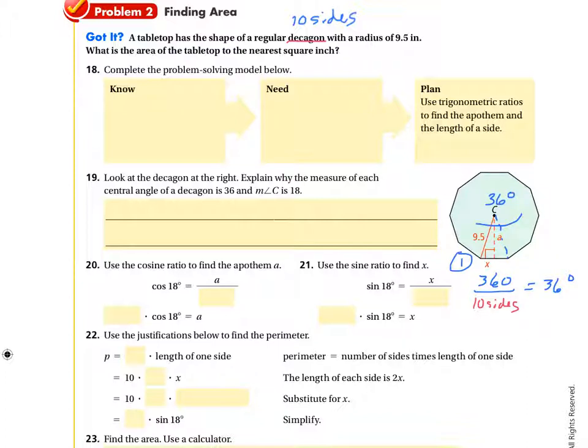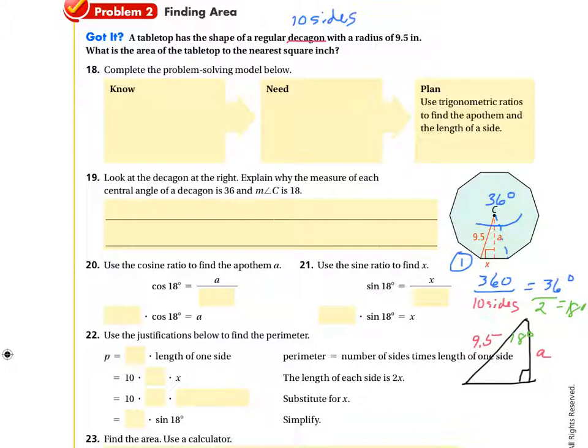So let's go ahead and put it down here. Down here, I'm going to split. I'm going to make this little triangle right here a whole lot bigger. So we know this side is 9.5. This is our apothem. And we now know, so if the whole central angle is 36 degrees from here to here, when I divide that by 2, what do I get? 18 degrees. So I know that this is 18 degrees right there.